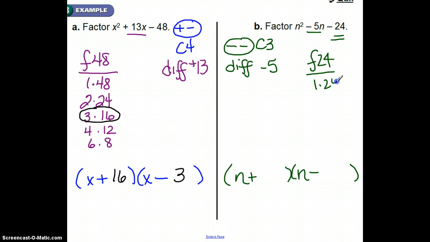So 1 and 24, 2 and 12, 3 and 8, and 4 and 6. Which means that this pair right here is going to be our difference. 8 minus 3 would give us 5. Now because this difference is -5, that means the bigger number, which is 8, goes with the minus sign, and the 3 goes with the plus.